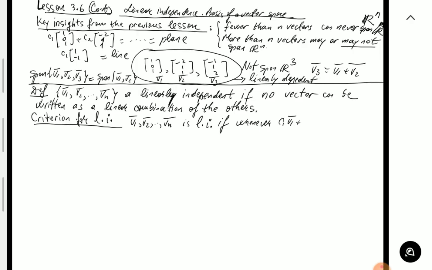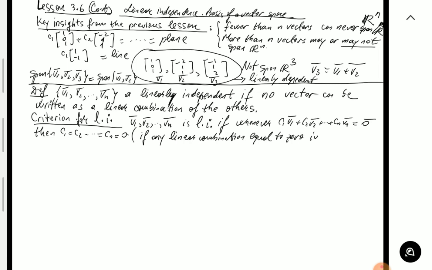you have a linear combination of those vectors equal to the 0 vector, so whenever you have this equality, then we must have C1 equals C2 ... equals Cn equals 0. So in words, we can say that the vectors are linearly independent if any linear combination equal to 0 implies 0 coefficients.